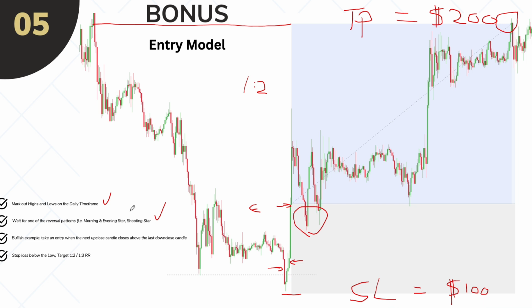So the only thing you currently know is how candlesticks work, but you can already take this trade based on your current knowledge. So again, mark out all highs and lows. We did that here. Wait for one of the reversal patterns. Well, we saw one of the stars with a bullish hammer. Yes. Take an entry when the next up close candle closes above the last down close candle. This is the last down close candle. You can take an entry here. I took it here a little late, but still good. This green candle, up close candle, stop loss below the last low, target 1 to 2, and you have your $200 profit. If you take a 10,000 risk, then of course you can make $20,000. That's for most beginner traders not the numbers you want to trade yet, but I hope you get my point.